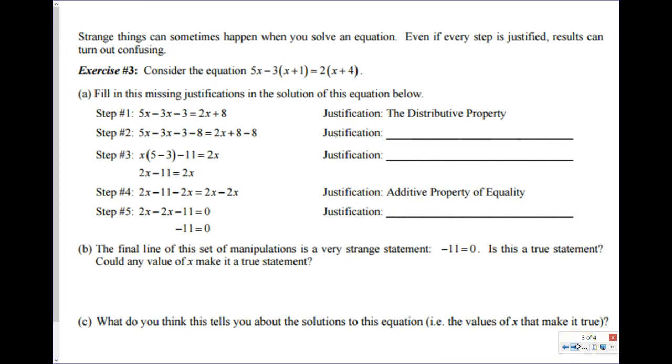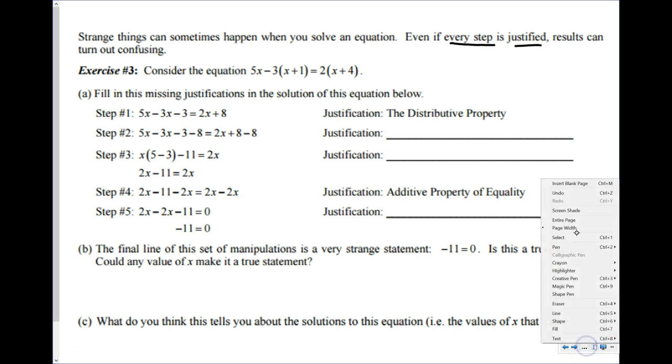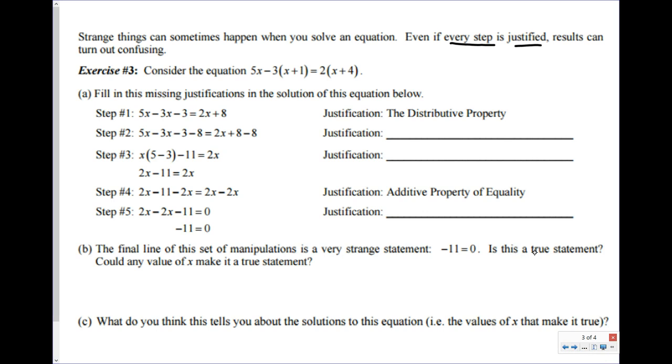Strange things can sometimes happen when you solve an equation. Even if every step is justified, results can turn out confusing, and exercise 3 is going to show us how. So let's take a look at exercise 3. It's asking us to justify again each step. So they give you the first one. Look, the first step was they took this equation and they distributed. So they went from here to here, they distributed.